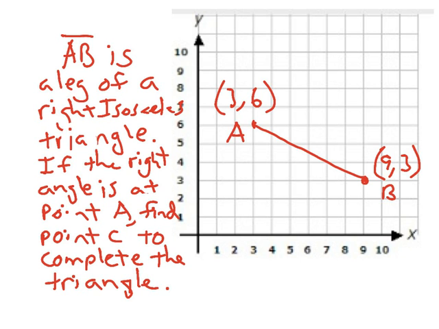There are a couple of things that you have to understand in order to complete this. You have to understand what the word right means. You have to understand what isosceles means. Right means that there's a 90-degree angle right here. And isosceles means that the length of this side will be the same as the side that connects A to C. That's the other leg. And this ties back again to slope.